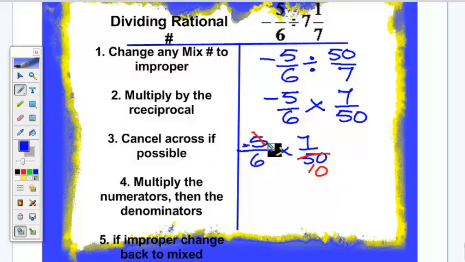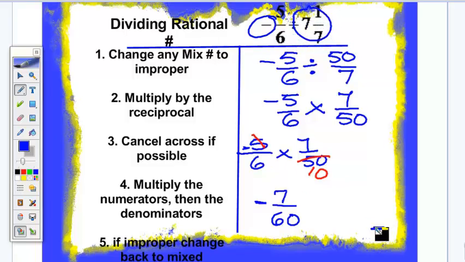Alright, the top one will be, of course, negative 7 over 6 times 10, 60. So here's the answer, negative 7 over 60. Remember from the beginning, we were multiplying a negative and a positive. So our answer we knew would be a negative. And then if this was improper, we would go ahead and change it if necessary, but that's not necessary in this case. Okay. All right, let's go ahead and do some practice.